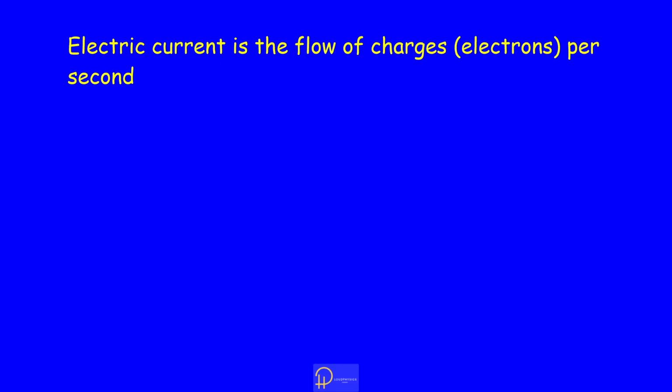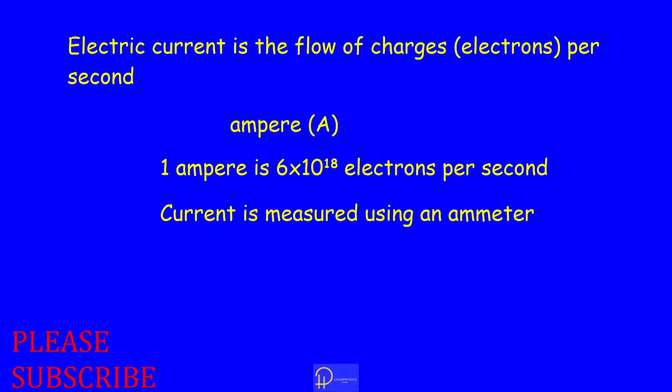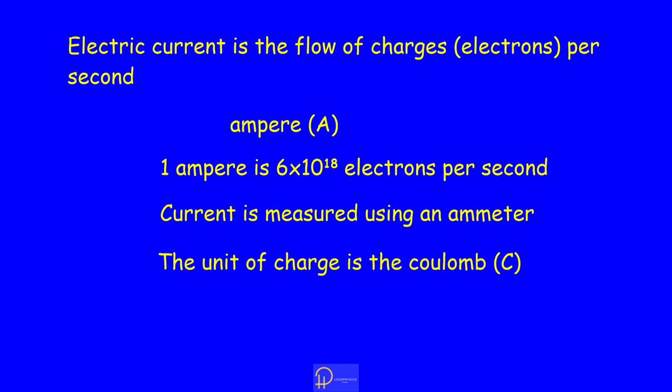Electric current is measured in a unit called amps or ampere. 1 amp is 6 times 10 to the power 18 electrons per second. Currents can be measured using an ammeter. Smaller currents can be measured using a milliammeter. An ammeter is usually connected in series to measure the current in a circuit. The unit of charge is the coulomb and can be defined in terms of ampere.